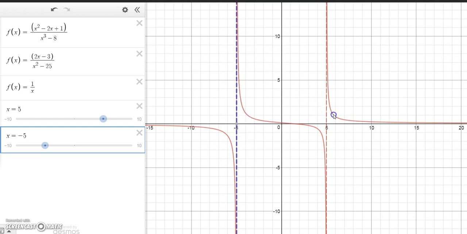Well, this graph actually has two vertical asymptotes because you also have one at x equals 5. And as you approach 5 from the left, notice the graph decreases without bound, and from the right, the graph increases without bound. So you actually have two vertical asymptotes for that function.